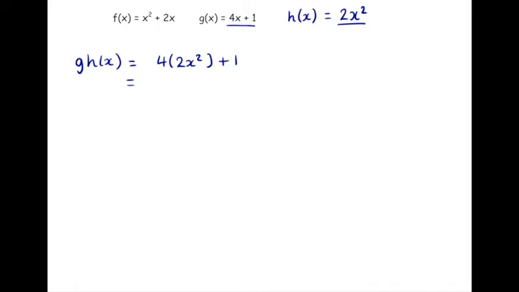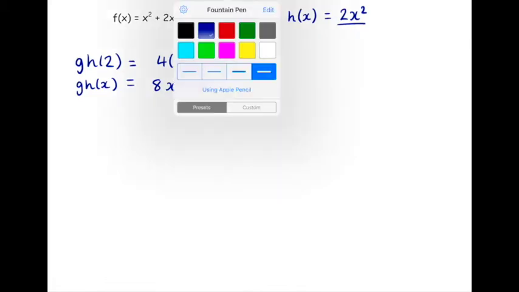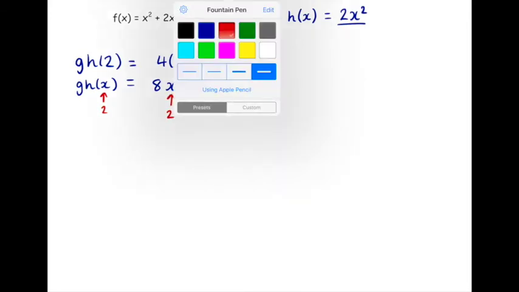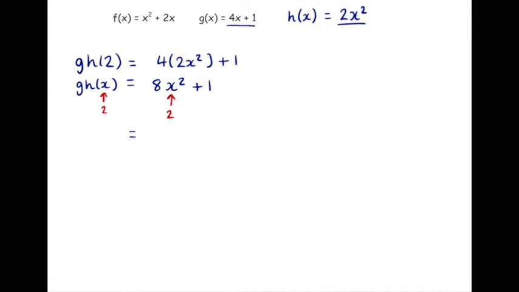So multiplying that out, I have 8x squared plus 1. Now the question might not have said g of h of x. The question might have actually said g of h of 2. So all that means is I find g of h of x, which I've done, and now I'm going to replace my x value with 2.